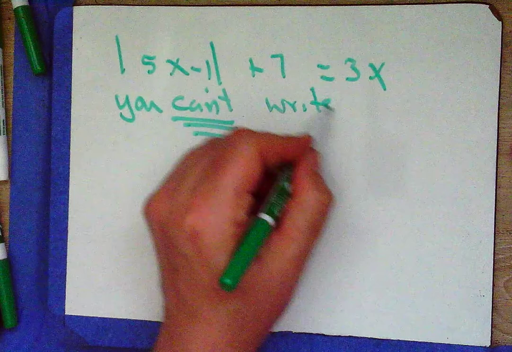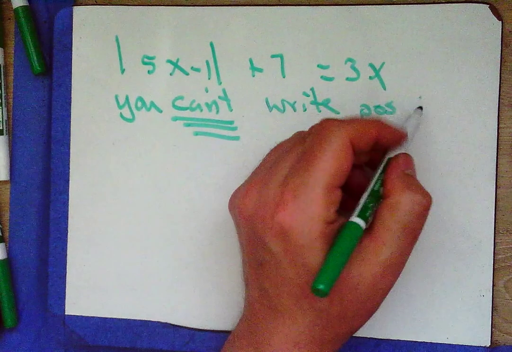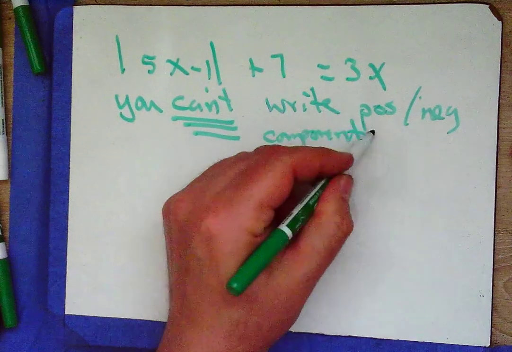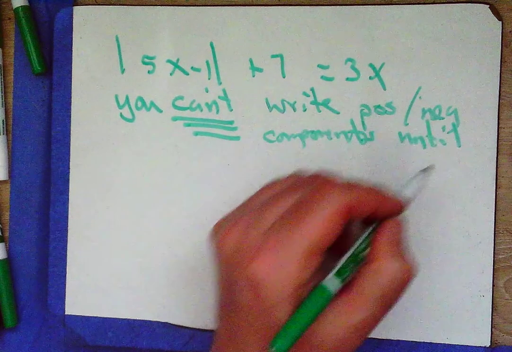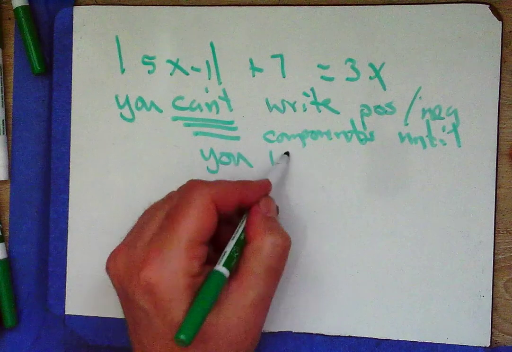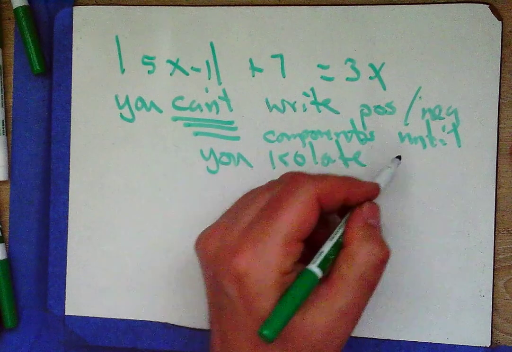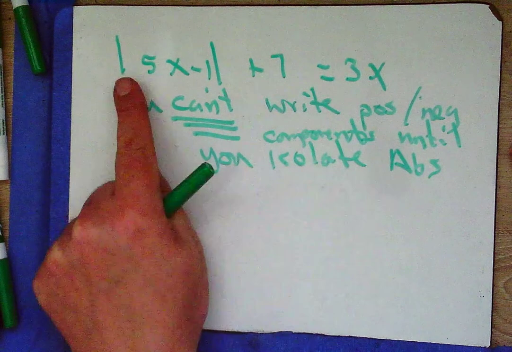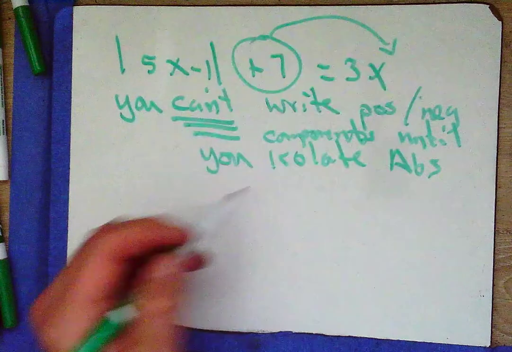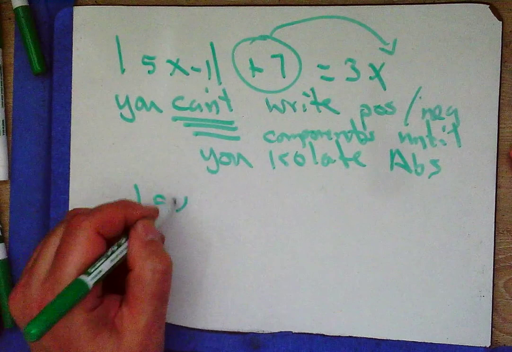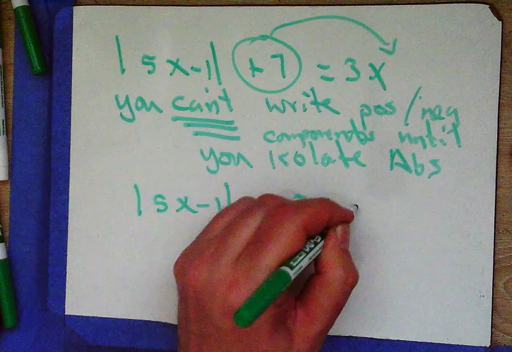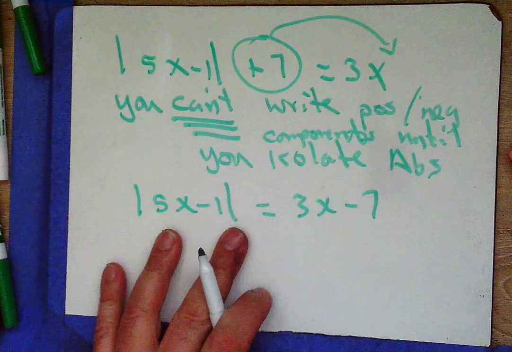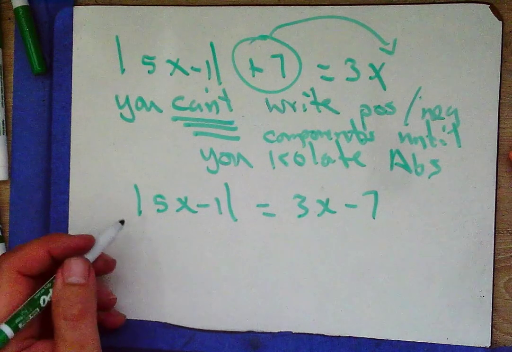You can't write the positive and negative components until you isolate the absolute value. So I can't at this point write positive and negative components. I've got to move this over here. 5x minus 1 equals 3x minus 7. Now, when I've isolated the absolute value, now I can write the positive and negative components.